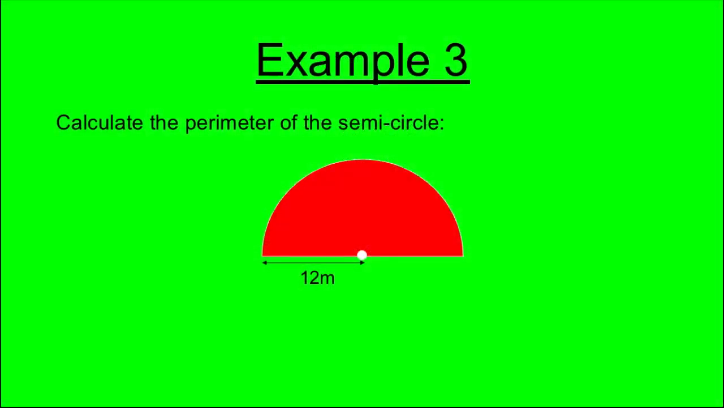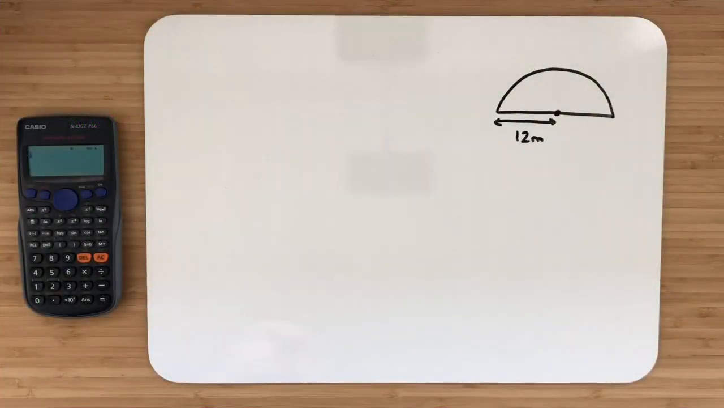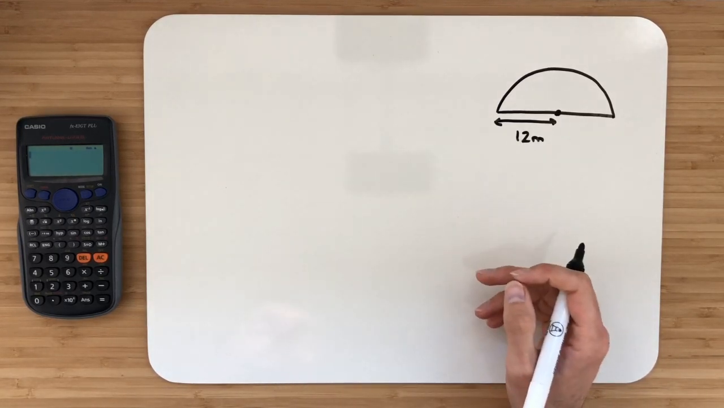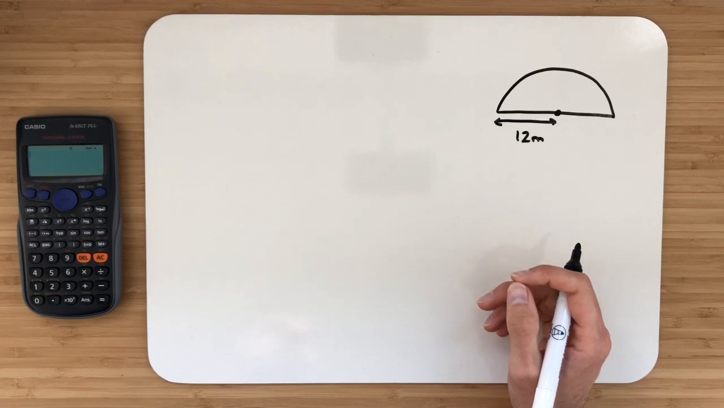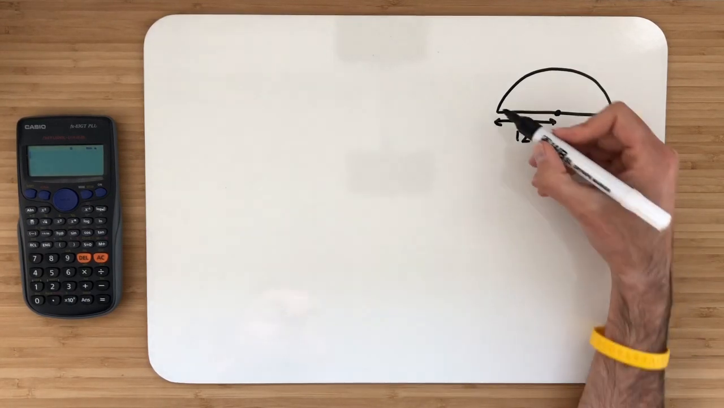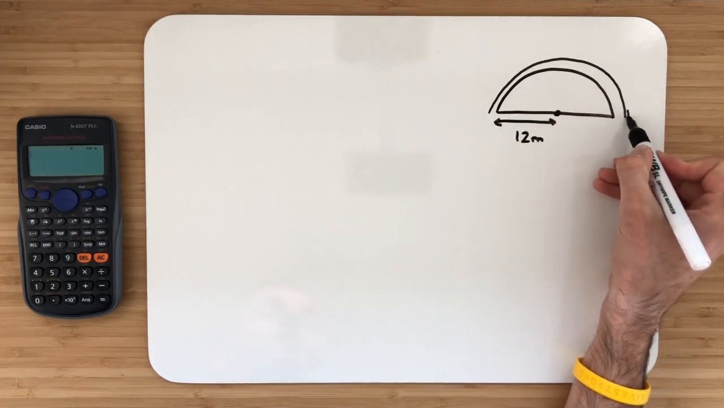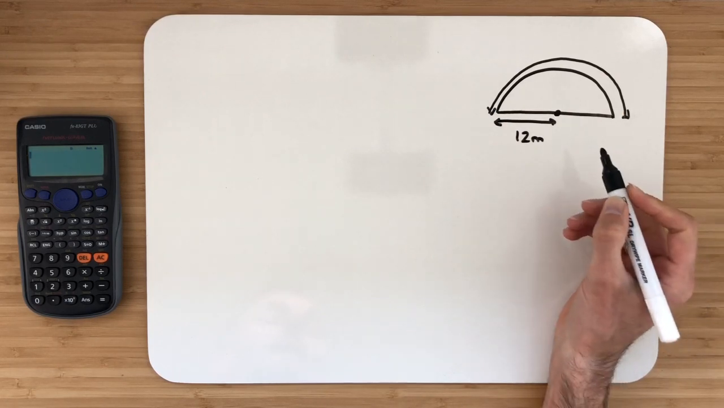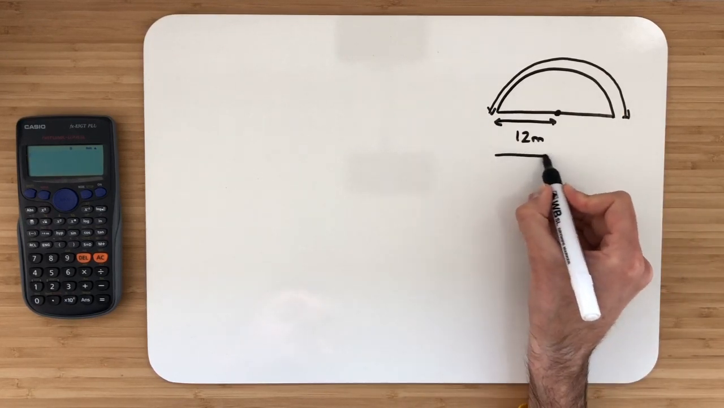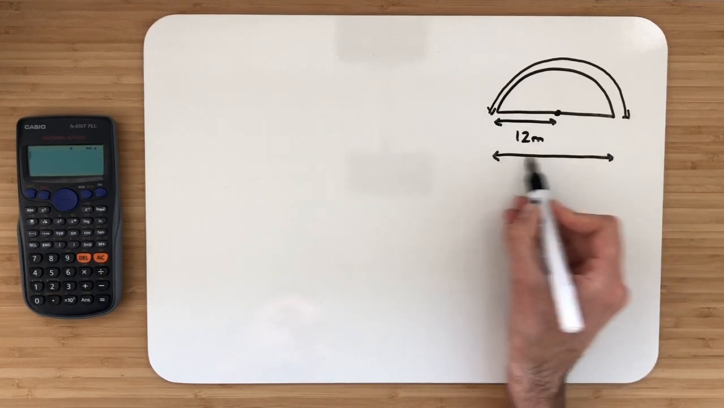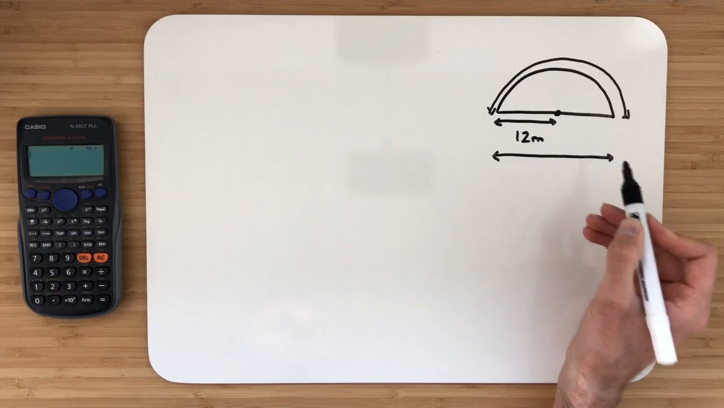Example 3. Calculate the perimeter of the semicircle. In example 3, we're looking to calculate the perimeter of the semicircle. Now, the word perimeter means that we're looking for the total distance around the outside of a shape. So first of all, we'll need to work out this distance here, so our arc of the semicircle, and then we're going to have to add on the length of this straight line here. Now, this straight line is a diameter, so that will help us later on.